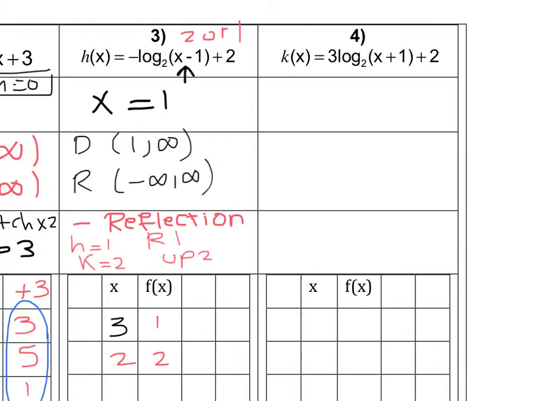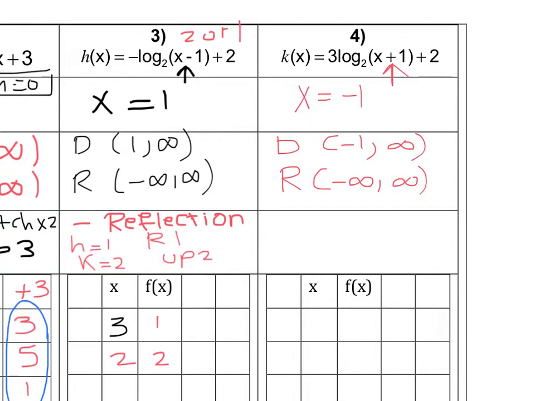Now for number 4, I have an h of a negative 1, so my vertical asymptote is x equals negative 1. I'm going to directly write the domain. It's from the asymptote all the way to infinity, and the range is always going to be from negative infinity to infinity. So now I'm getting better. I can find the domain and range from the equation.